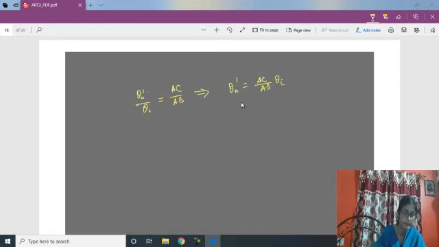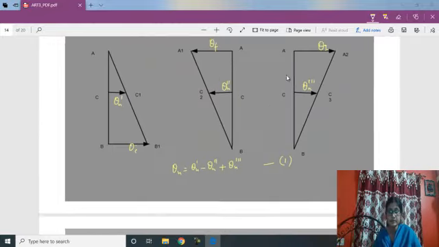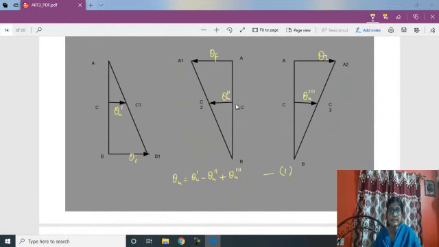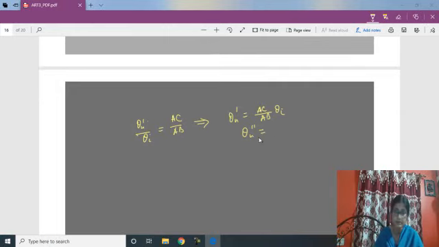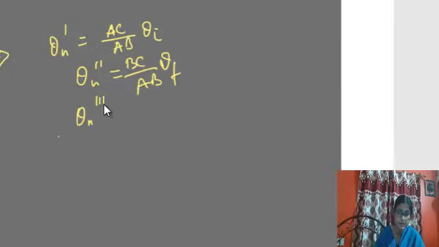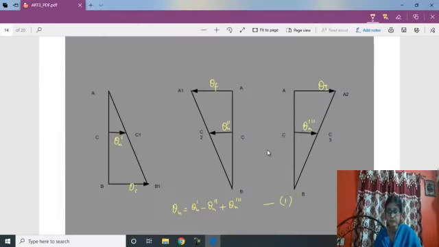Similarly, from the triangle here, theta n 2 dash is equal to BC by AB into theta F, and theta n 3 dash is equal to BC by AB into theta I.